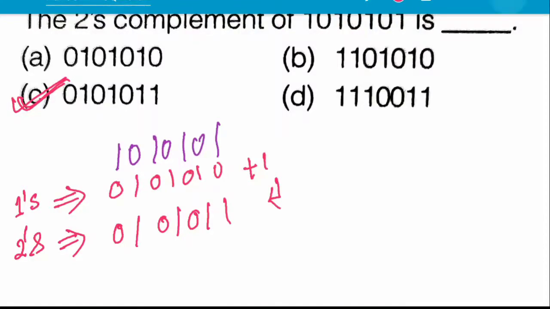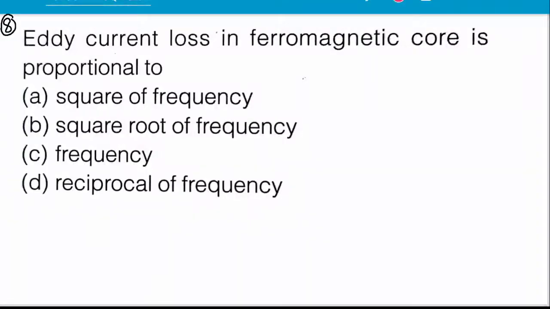Next question, eddy current loss in ferromagnetic core is proportional to the square of the frequency. Eddy current loss is always directly proportional to the square of frequency.